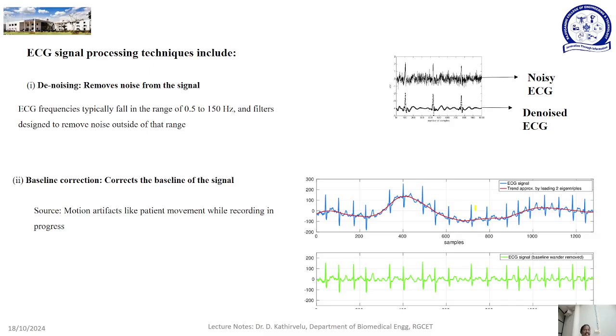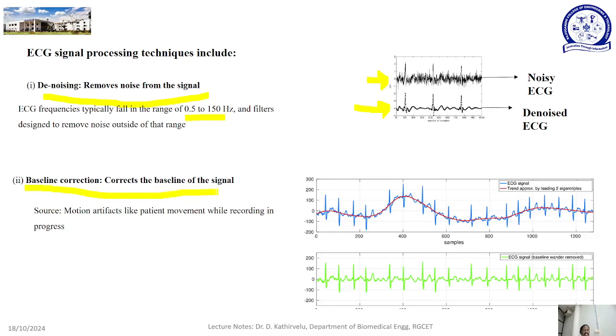What are the techniques we use? Denoising, removing noises from an ECG signal. We know that the ECG waveform typically lies in the range 0.5 to 150 Hz. Any signal above or below this range is not an ECG, it is an unwanted signal. So any signal which does not lie in this frequency range has to be removed. Suitable filters will have to be deployed to ensure that the passband lies between 0.5 to 150 Hz. For example, this is an example of a noisy ECG. On applying suitable filters to remove the unwanted signal, we get a denoised ECG, which is a pure form of ECG signal.